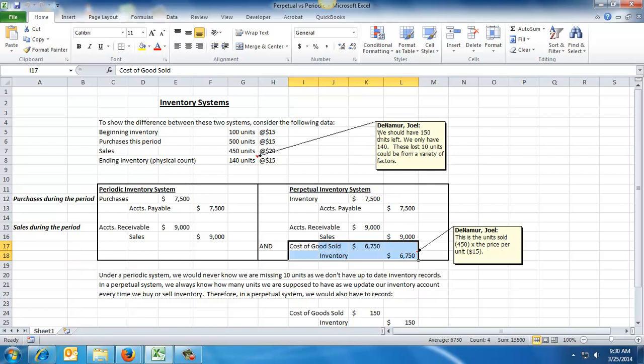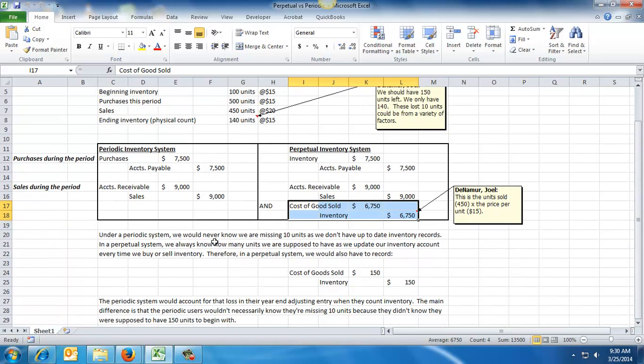Now, another tidbit here is that we should have 150 units left. So the 600 minus the 450 equals 150. However, when we do a physical inventory count, we count 140 units. So therefore, we have lost 10 units. This could be due to spoilage, this could be due to theft or damage, any number of factors.